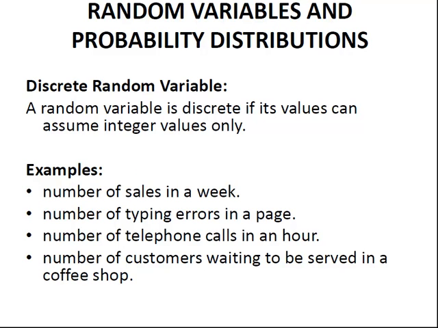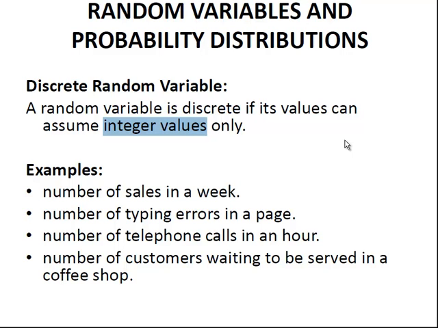Well, in a nutshell, the first important thing to recall is a random variable is discrete if the values it can take can assume integer values only. Integer values, for example, 0, 1, 2, 3, 4, and so on. Positive integer values actually would be more likely, but there's no rule against negative integer values for discrete random variables.